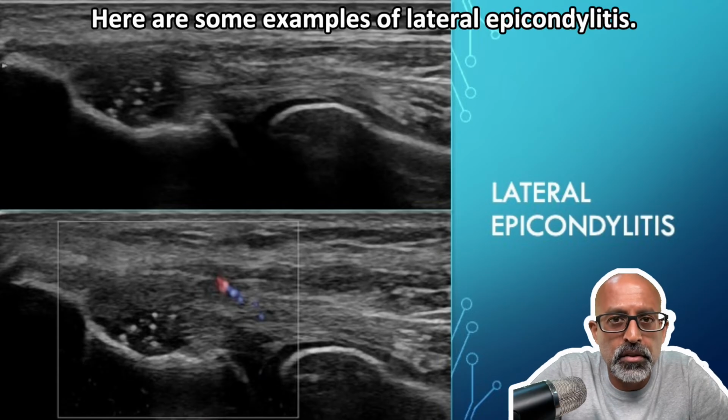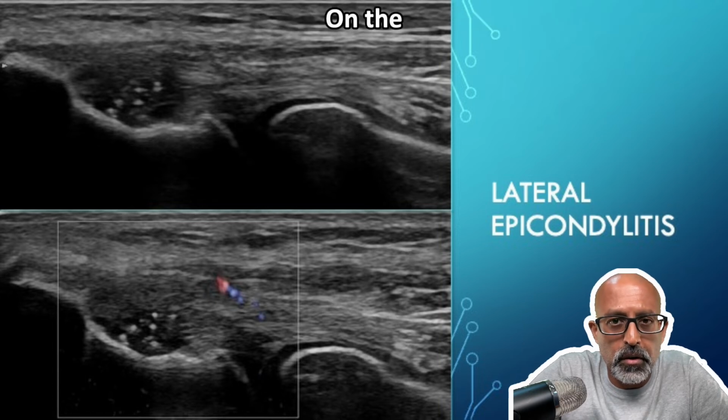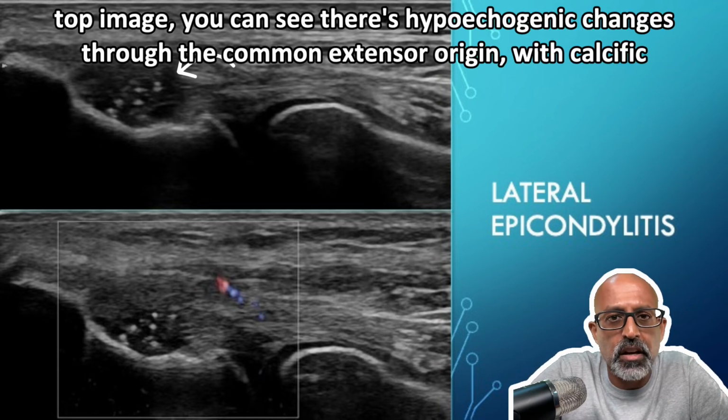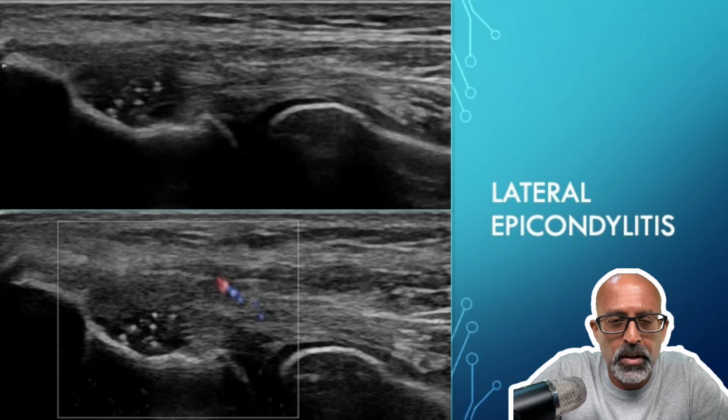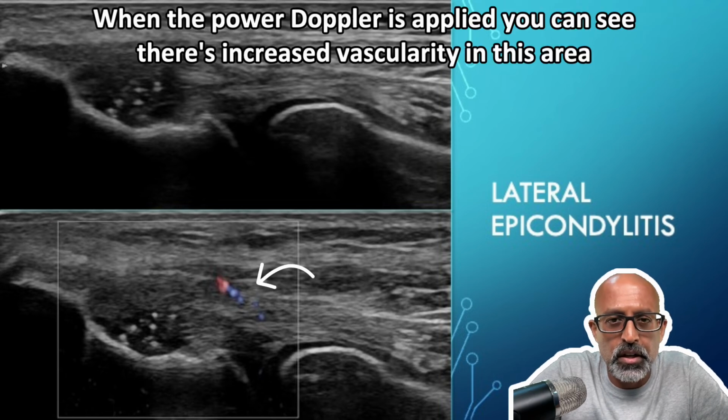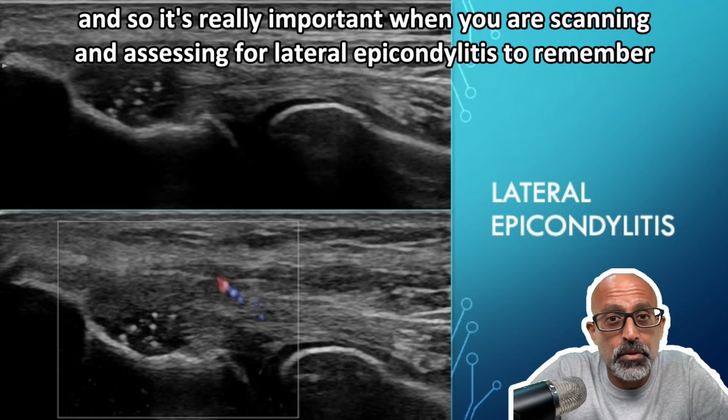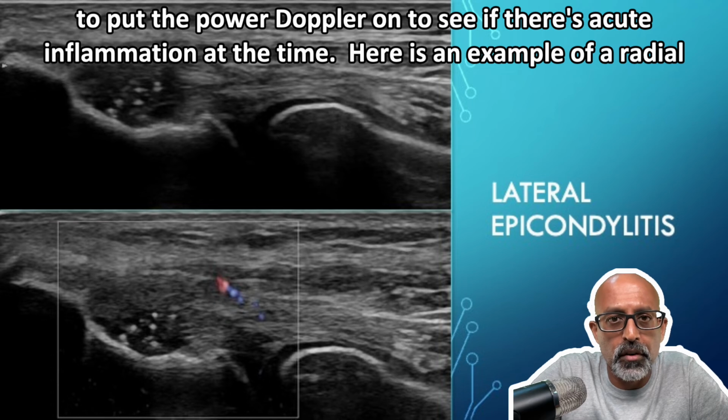Here are some examples of lateral epicondylitis. On the top image, you can see there's hypoechogenic changes through the common extensor origin with calcific changes which may represent previous micro tears. When the power Doppler is applied, you can see there's increased vascularity in this area. And so it's really important when you are scanning and assessing for lateral epicondylitis to remember to put the power Doppler on to see if there's acute inflammation at the time.